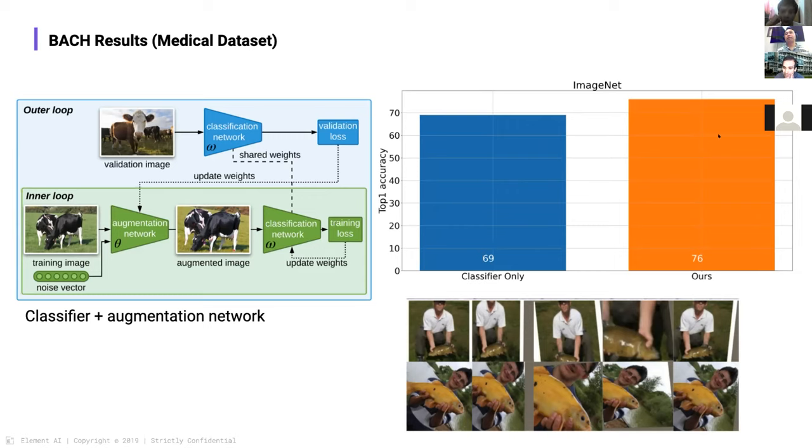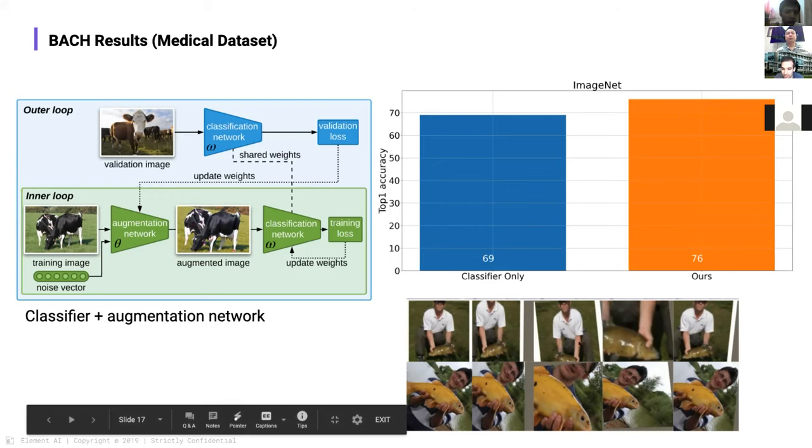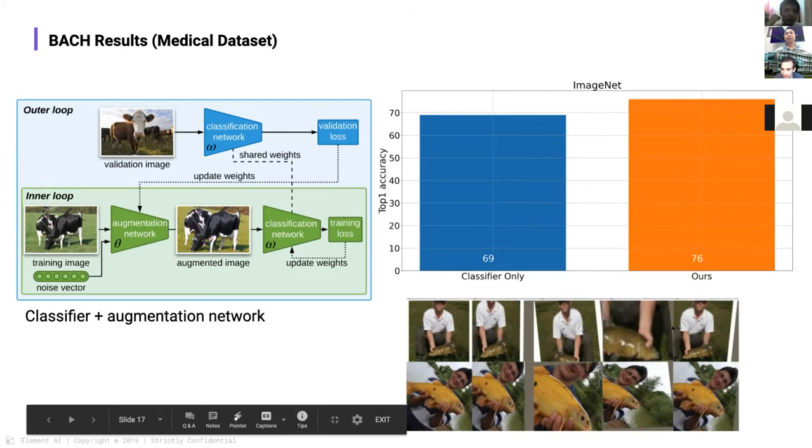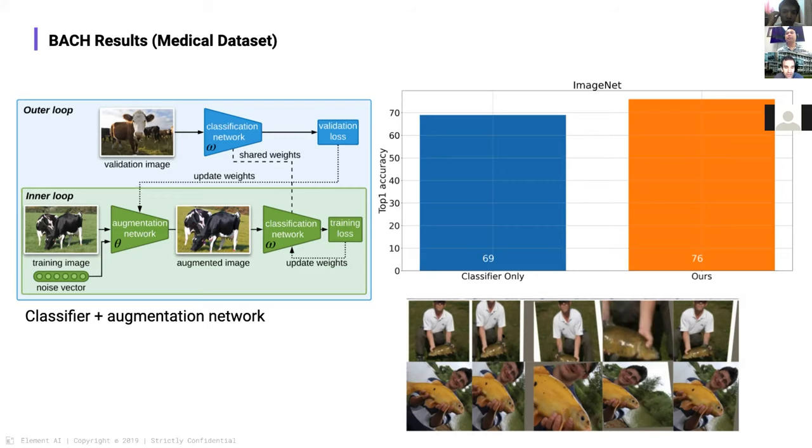And ours achieves around 76% accuracy. And these are some of the augmentations on ImageNet images. So you can see there's a lot of variations here. A lot of cropping, shearing, and rotations and so on combined. So these are two of the main standard data sets for classification.